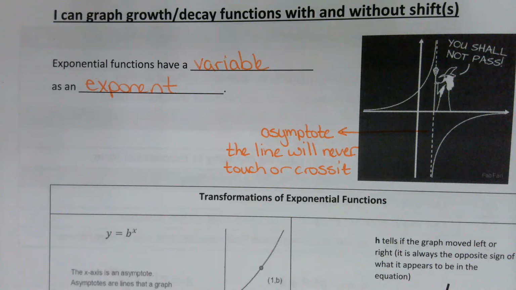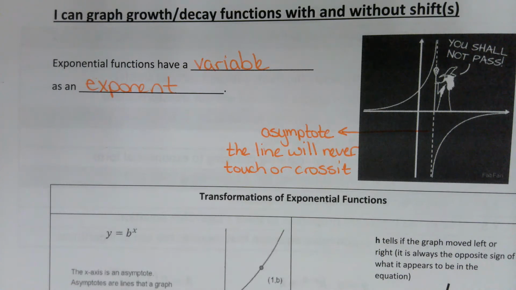Now, what is an exponential function? It's a function that has a variable for an exponent. And when we graph these exponential functions, we introduce the concept of having an asymptote. Now, the graph that's actually there with Gandalf does not represent an exponential function. It's actually a rational function that we'll talk about later in chapter 8.